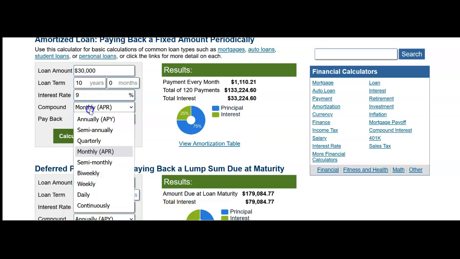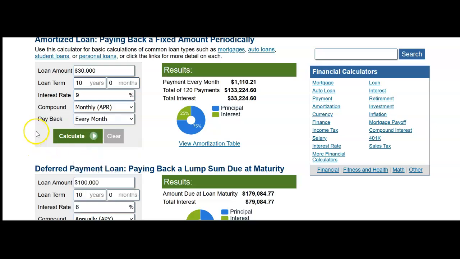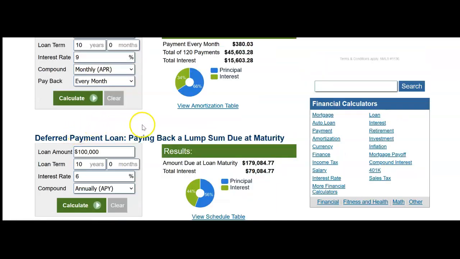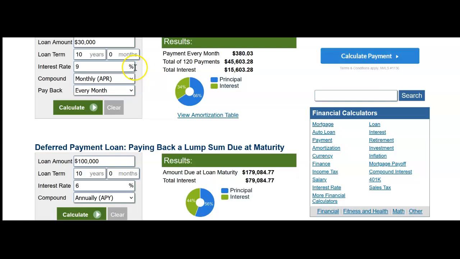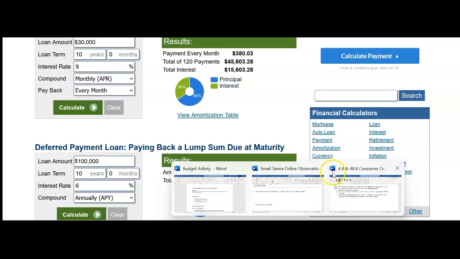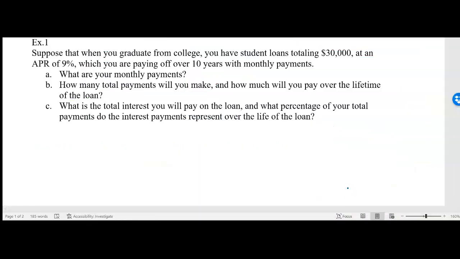And then here is where it will ask you how often you're making the payments. In this particular example, it said monthly, so I'm going to click monthly. So we're going to pay back every month. Now we can click calculate. And you'll see right up here is your payment every month. Here are the results. So you use this calculator, and your results are to the right. Your payment will be $380.03. Okay, so now I'm going to go back to our notes and I'll write that here.